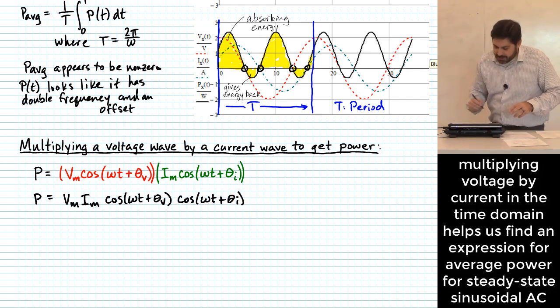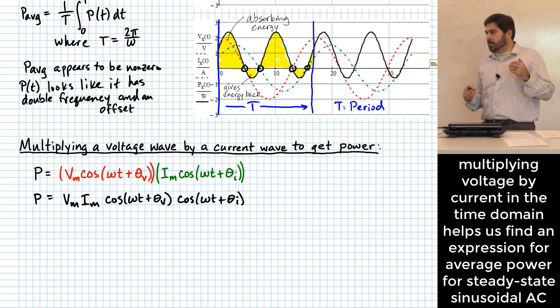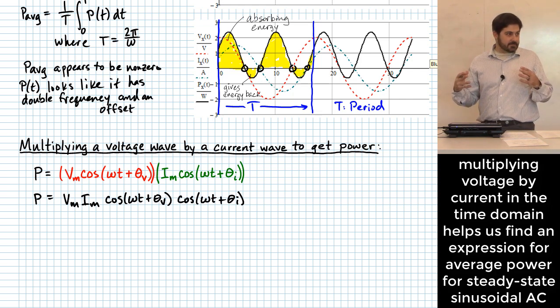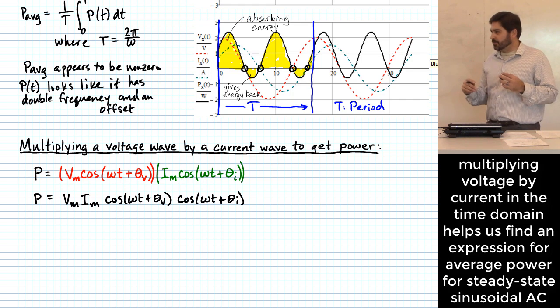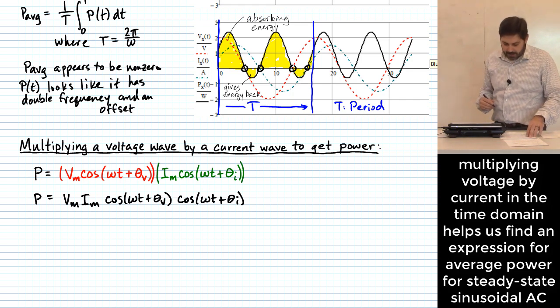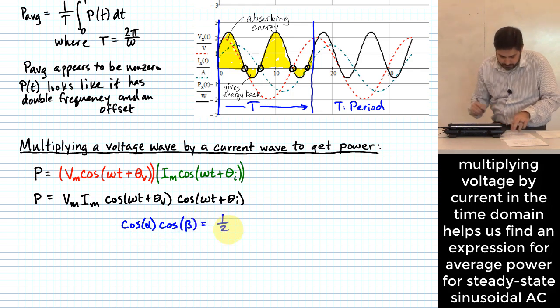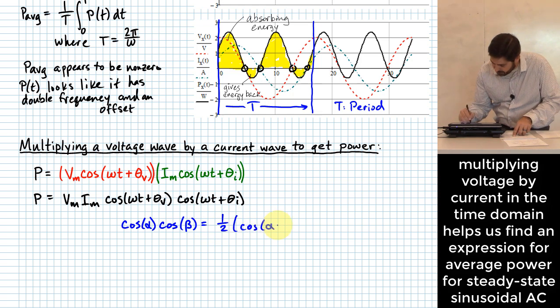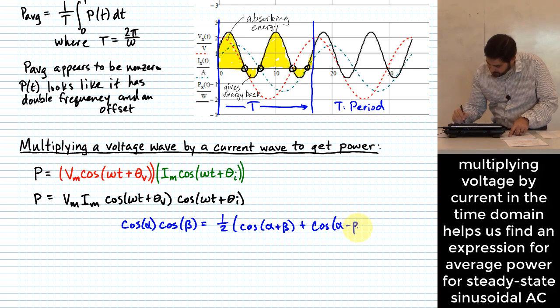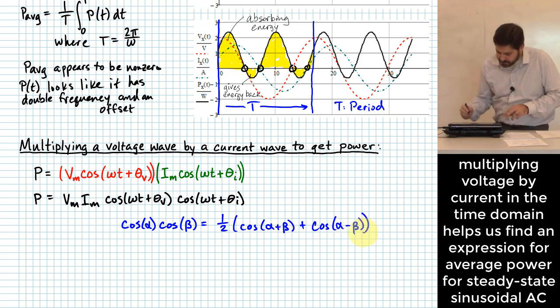And I'll be honest with you, I don't typically remember very many trig identities. I usually have to go look in a table of trig identities for one that might be useful. So I did that, and I looked up this one. There is a trig identity that says the cosine of alpha multiplied by the cosine of another angle beta is equal to 1/2 of cosine of alpha plus beta plus cosine of alpha minus beta. So this is just a trig identity.